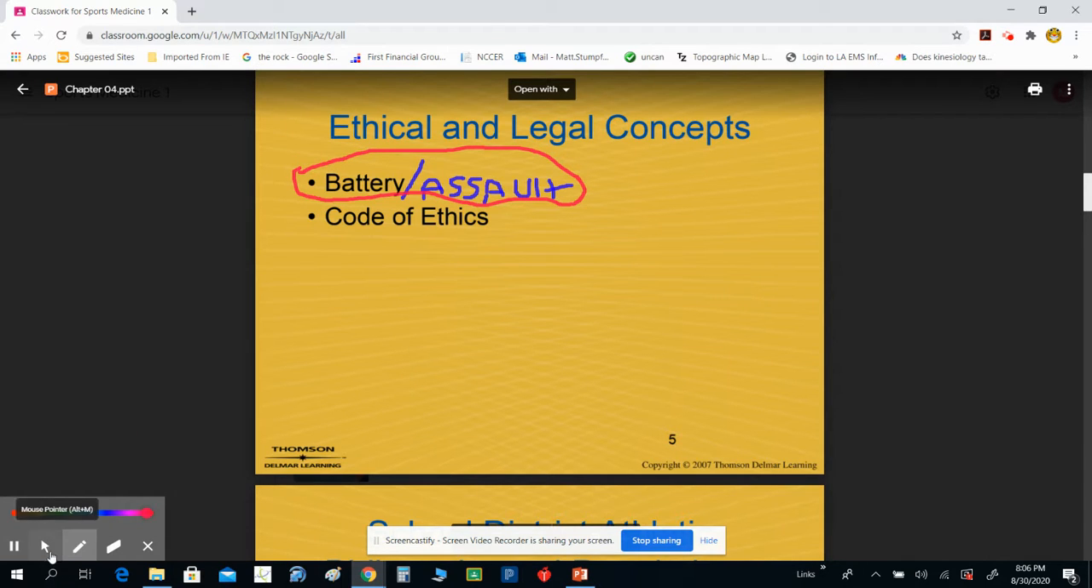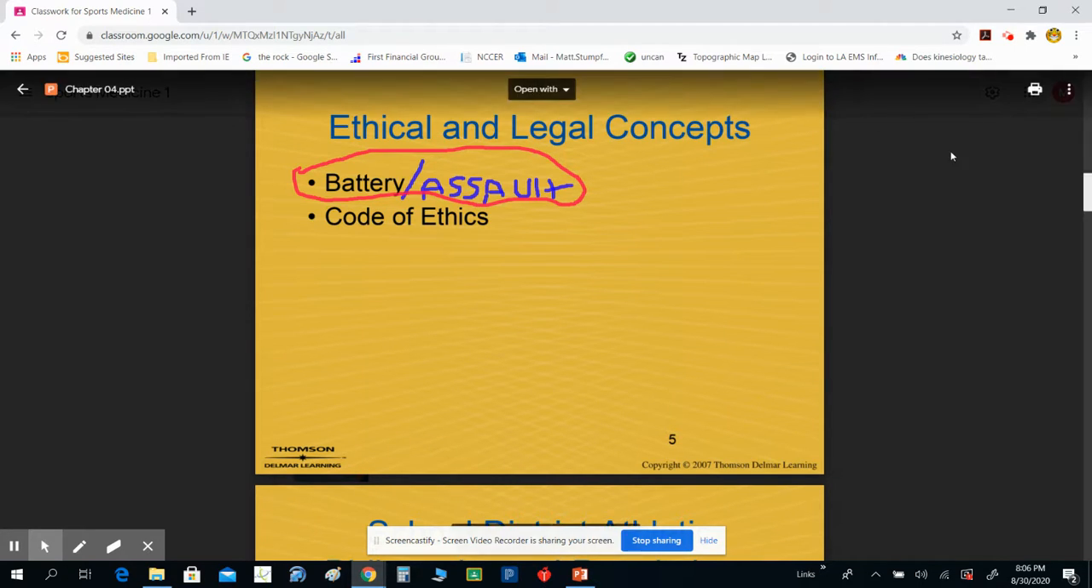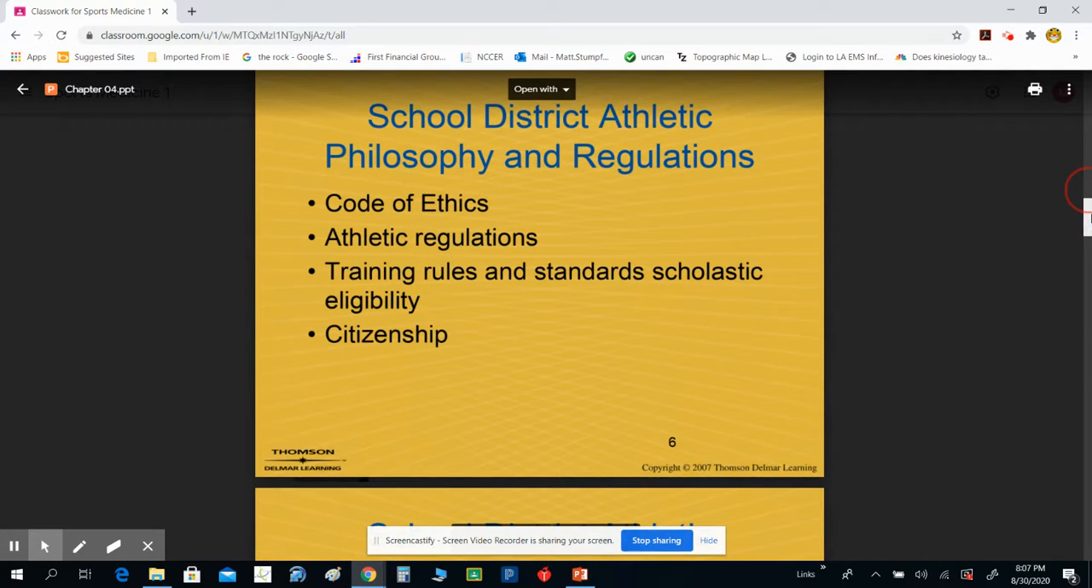All right. Code of ethics. NATA has a code of ethics that athletic trainers are required to follow. This is what's good, right, and proper for athletic trainers to do. It's based in the Hippocratic Oath, which basically says that you will do no harm to your patients. And that's kind of what our code of ethics is geared towards. All right.